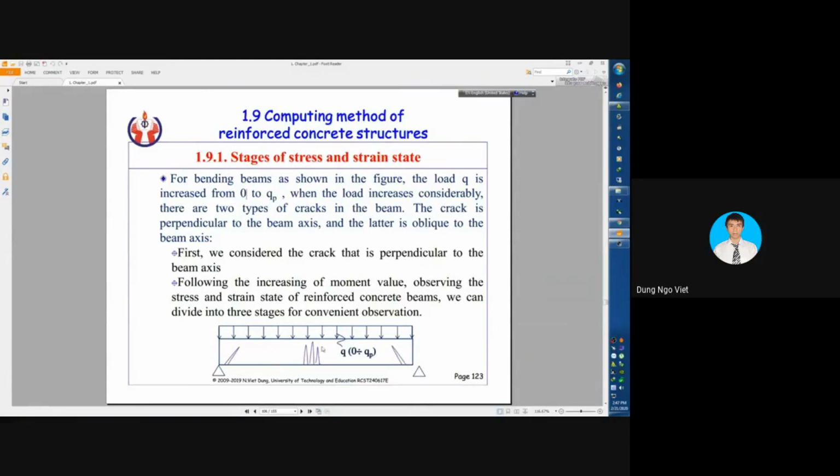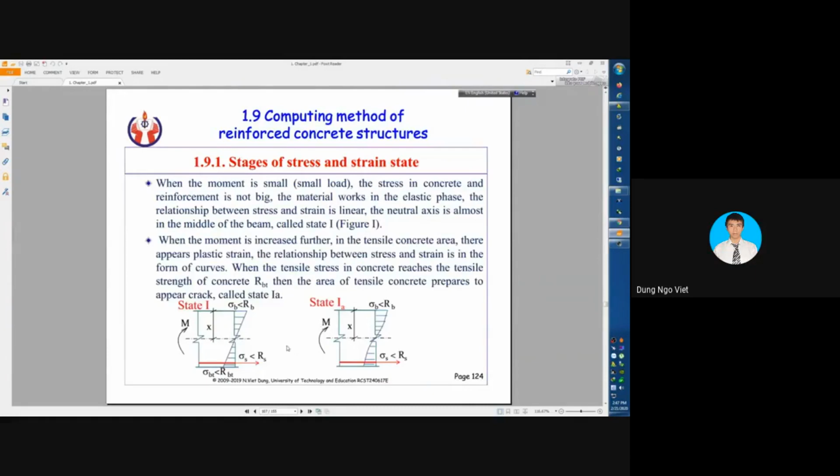And first, we consider the crack that is perpendicular to the beam axis. That means this position. And following the increase of moment value, observing the stress and strain state of reinforced concrete beams, you can divide into 3 states for convenient observation. When the moment is small, that means the small load, then the stress in concrete and reinforcement is not big. Here we have the reinforcement, the red line, and the white part is the concrete.